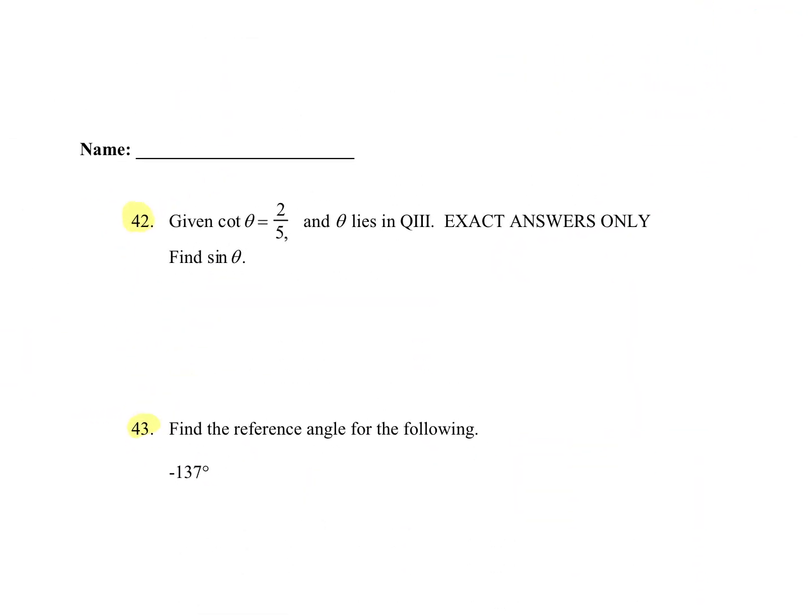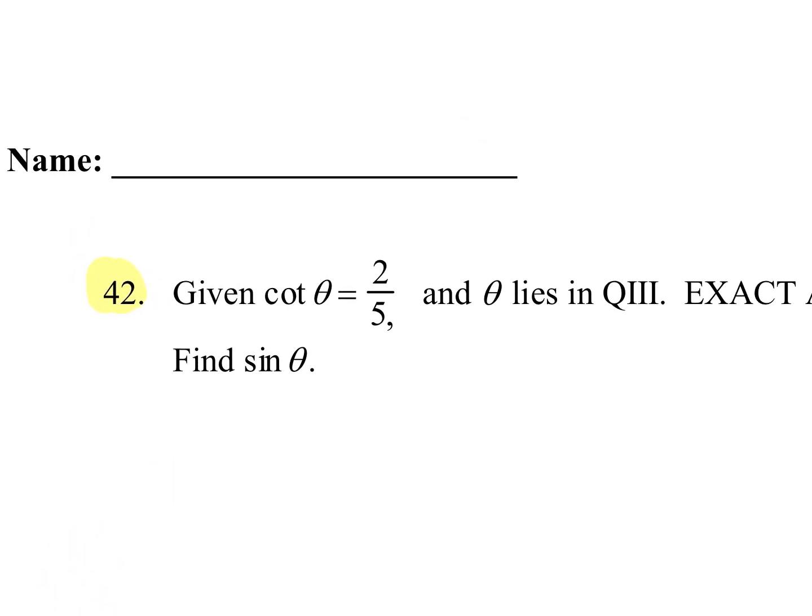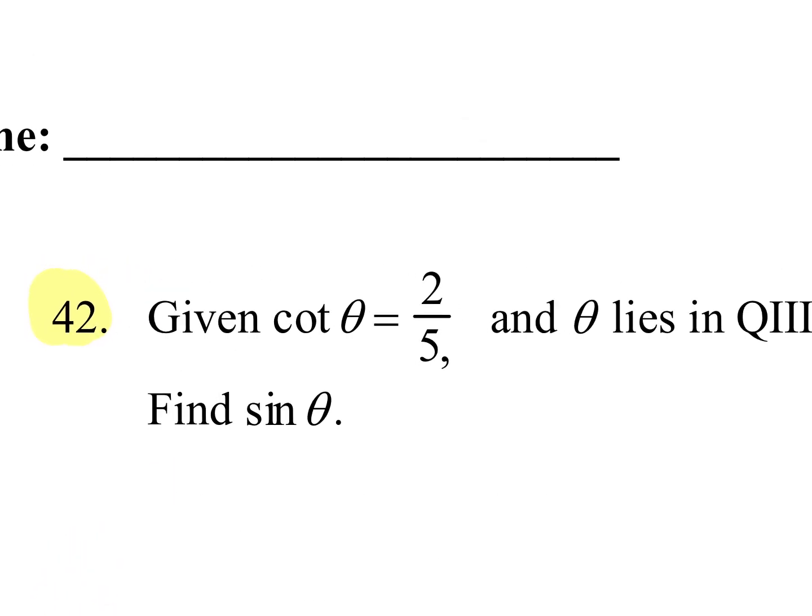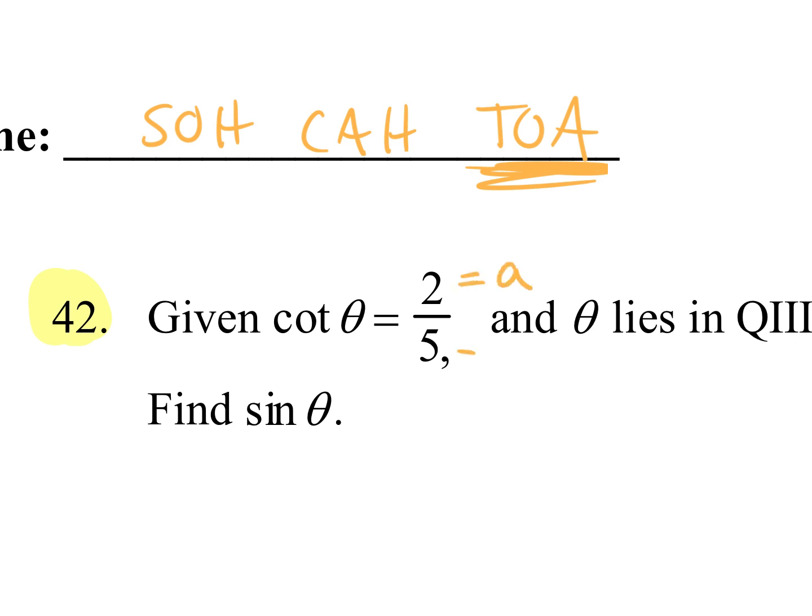All right, for 42, it says given cotangent of theta is 2 over 5, and theta lies in quadrant 3, we have to find sine. So we want to use SOHCAHTOA here. Cotangent is the reciprocal of tangent, and since tangent's opposite over adjacent, cotangent would be adjacent over opposite.